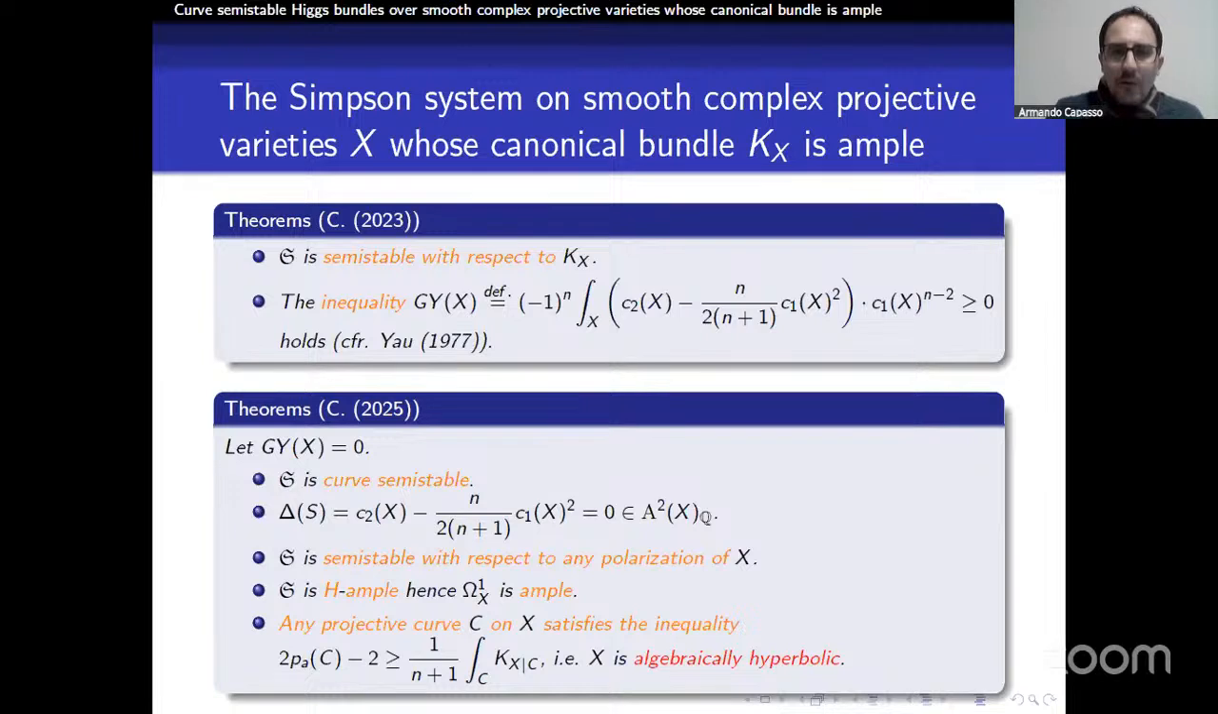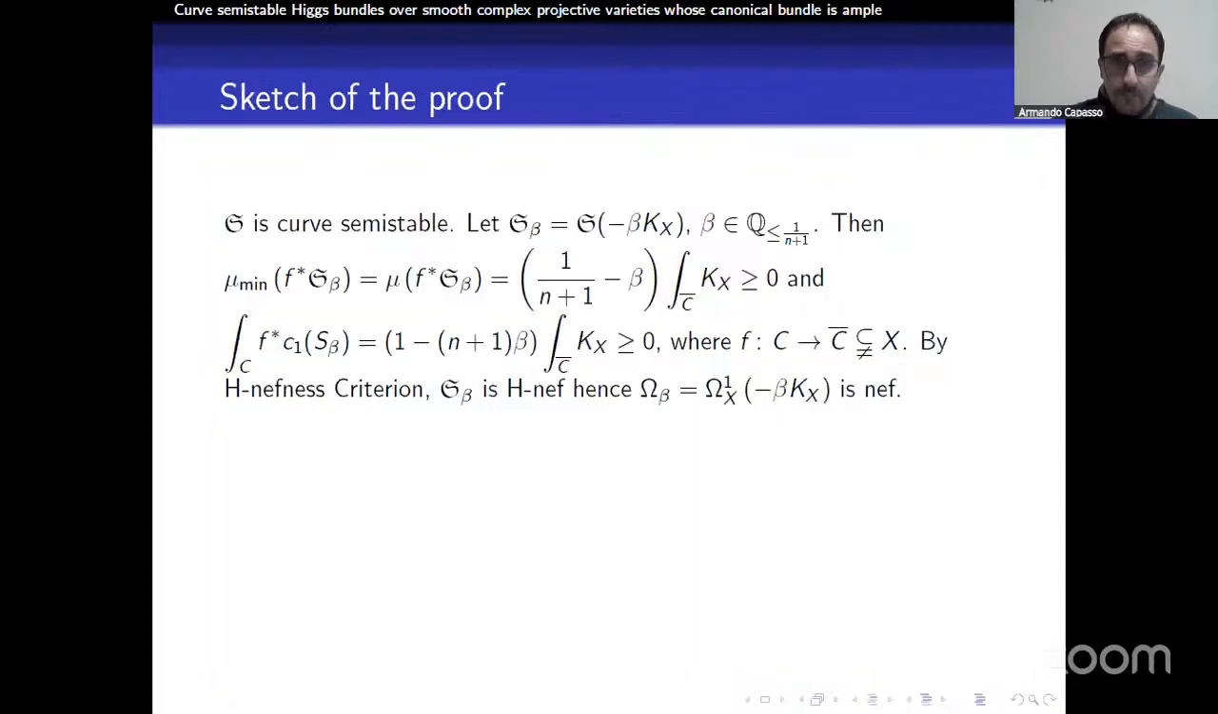Okay, how is this property related to positivity conditions for Higgs bundles? Now, I give just a sketch of the proof of this fact. First step, I consider the Simpson system. By the Mehta-Ramanathan theorem, I can restrict my Simpson system to a generic curve in the linear system given by the canonical bundle, which is ample by hypothesis. I study the quotient Higgs bundles of this Simpson system.